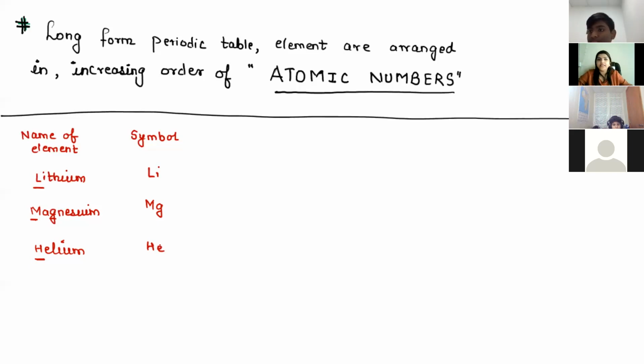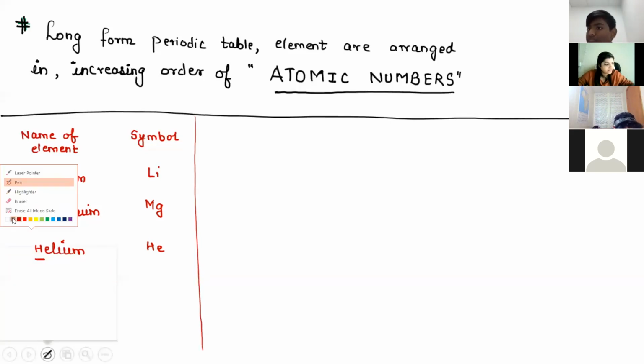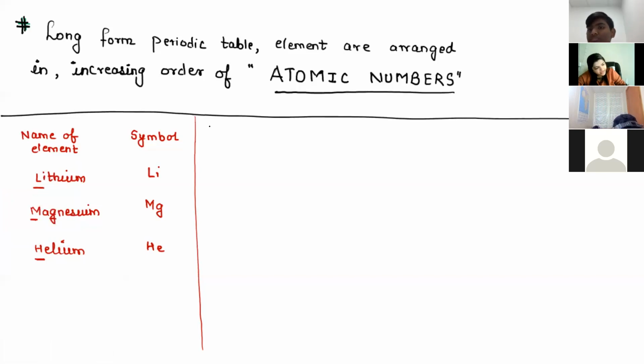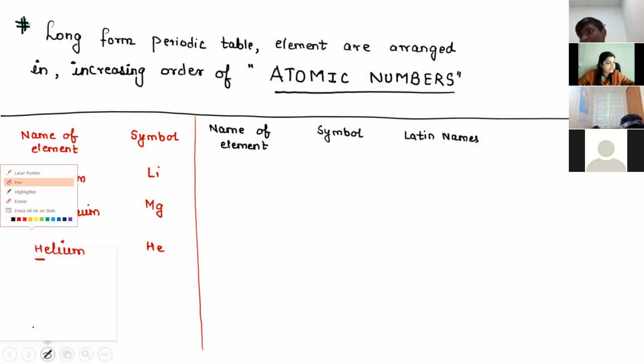But there are certain elements whose symbol is not from the name. It is a Latin name. So now we are going to jot down some Latin names of elements. So pay attention and then you will copy. Name of element, symbol, and the Latin names. So you are just going to learn some Latin names. I'm going to write it down over here.